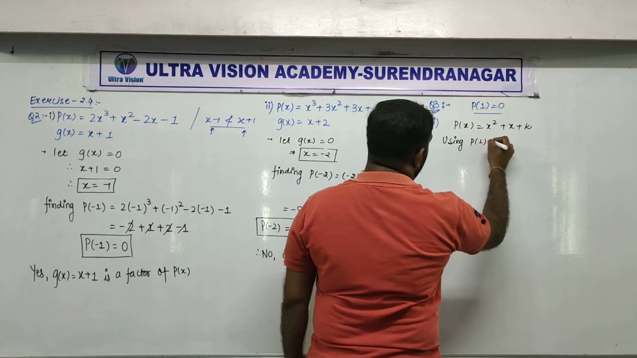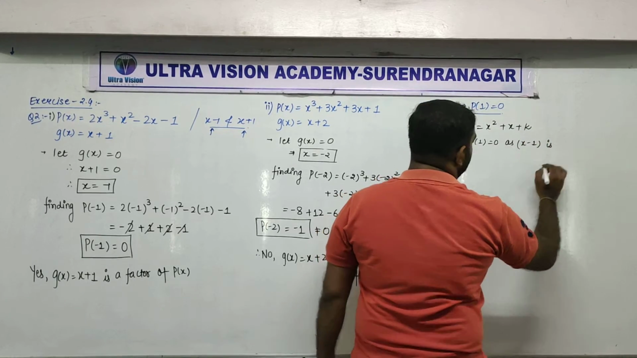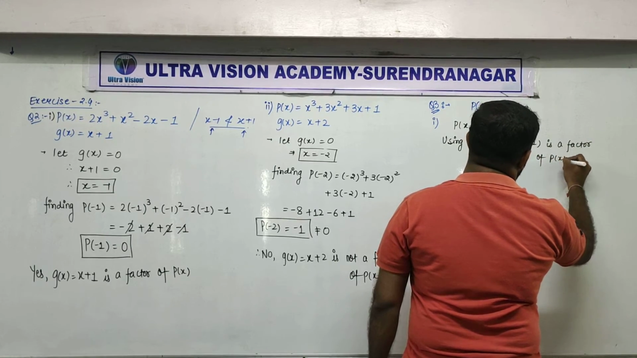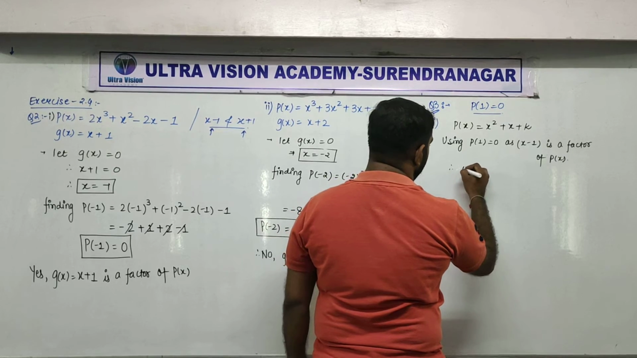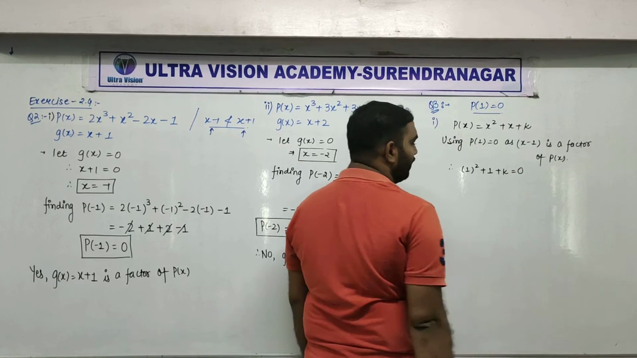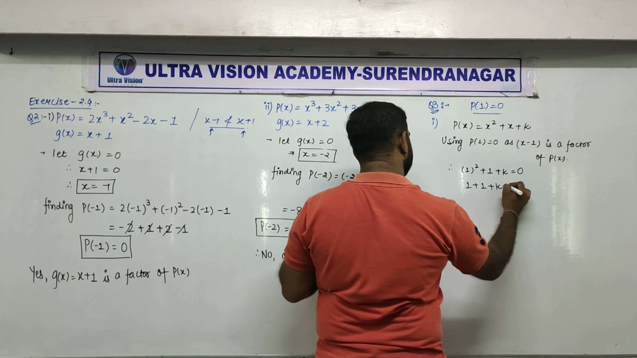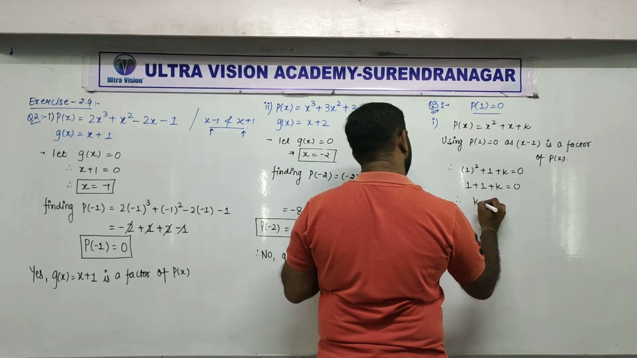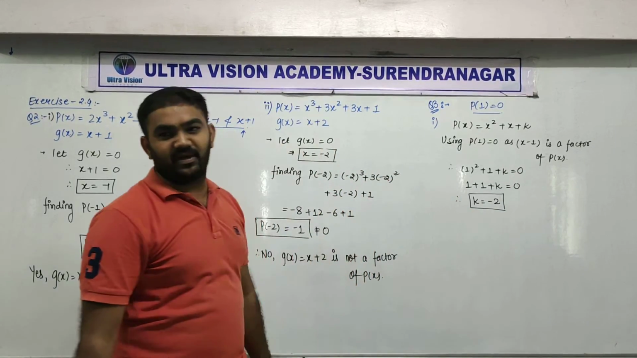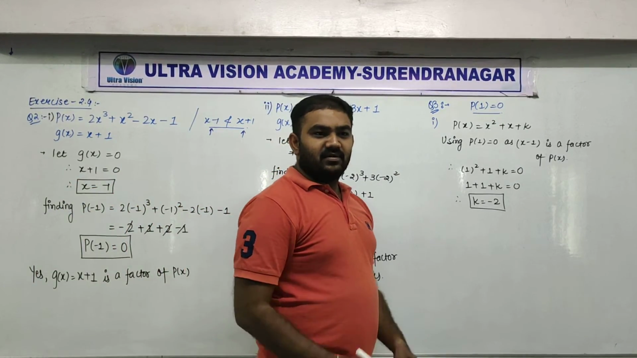Using p of 1 equal to 0, as x minus 1 is a factor of p of x. Therefore, 1 square plus 1 plus k equal to 0. What is 1 square? 1. 1 plus 1 plus k equal to 0. 1 plus 1 is 2. That 2 will go on the other side. It becomes minus 2. Ready? So for the first one, the value of k is minus 2.